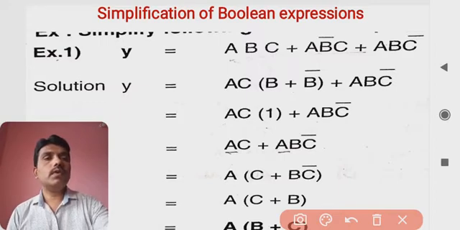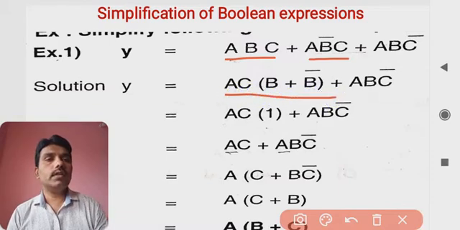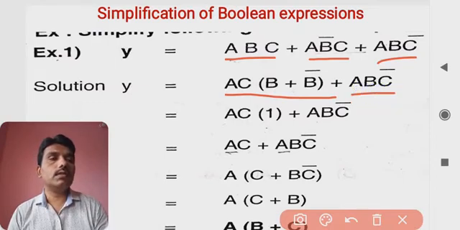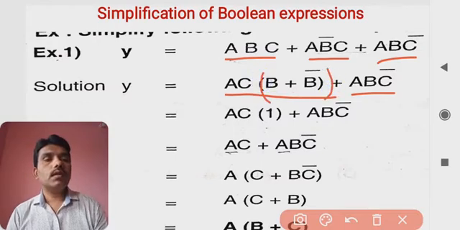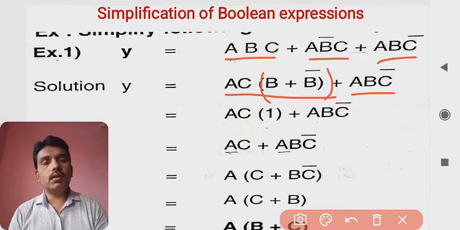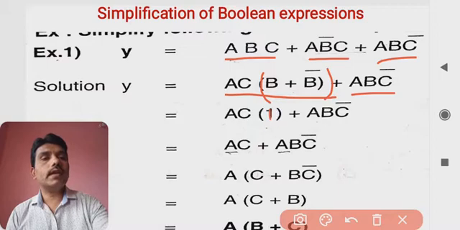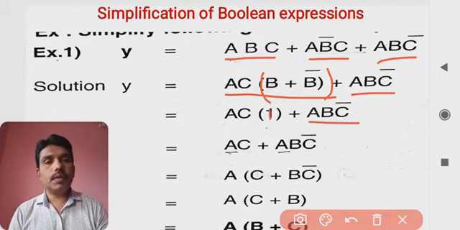If you look at these two terms, ABC or AB complement C, here is one logic where AC is the common part we can take, and the remaining part is B or B complement. The third term we keep as it is, ABC complement. B or B complement is always one. So I can write one here, and the remaining term as it is, ABC complement.